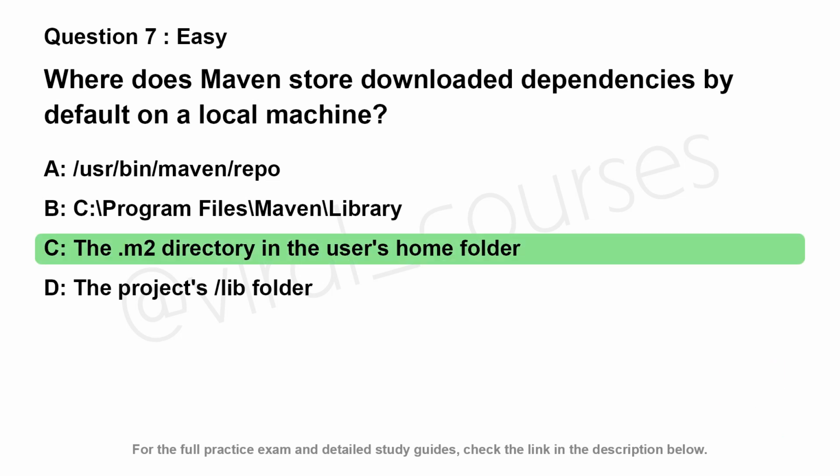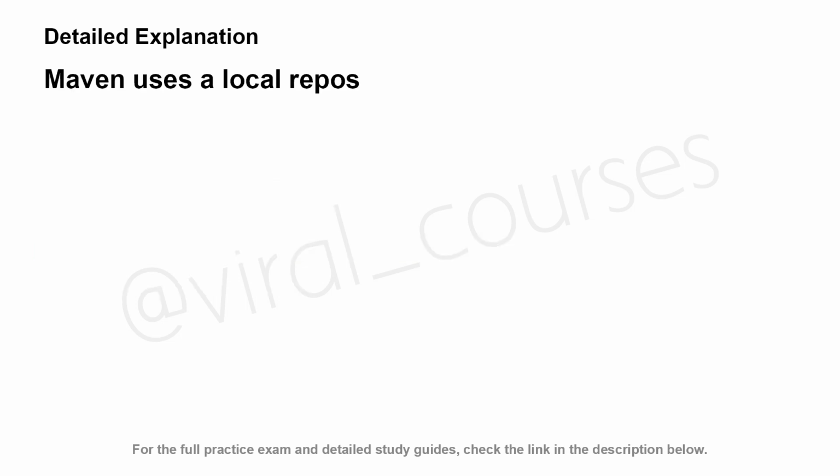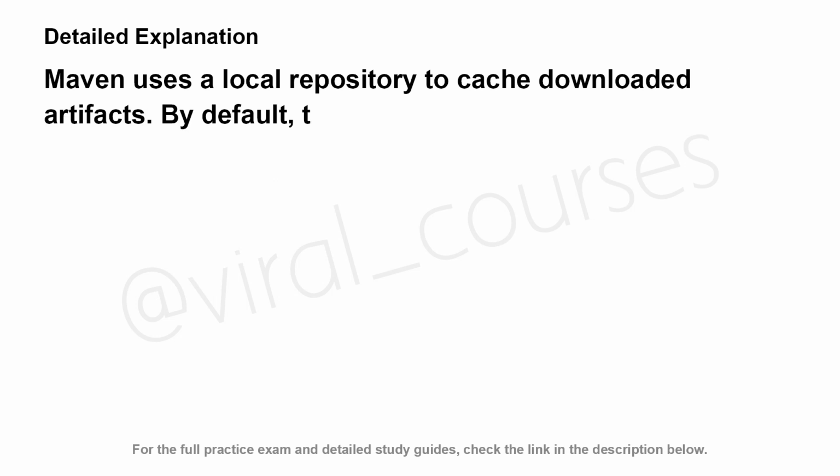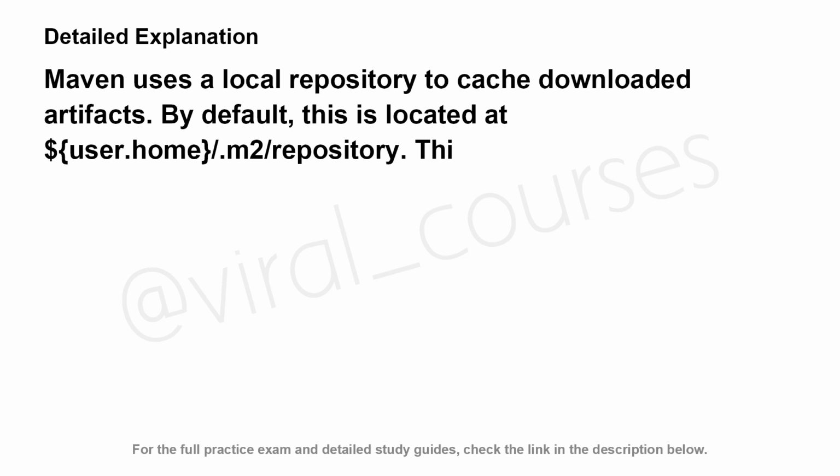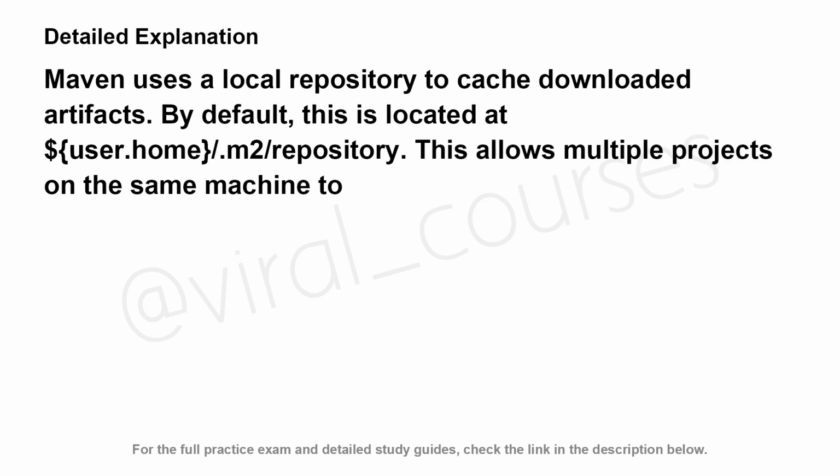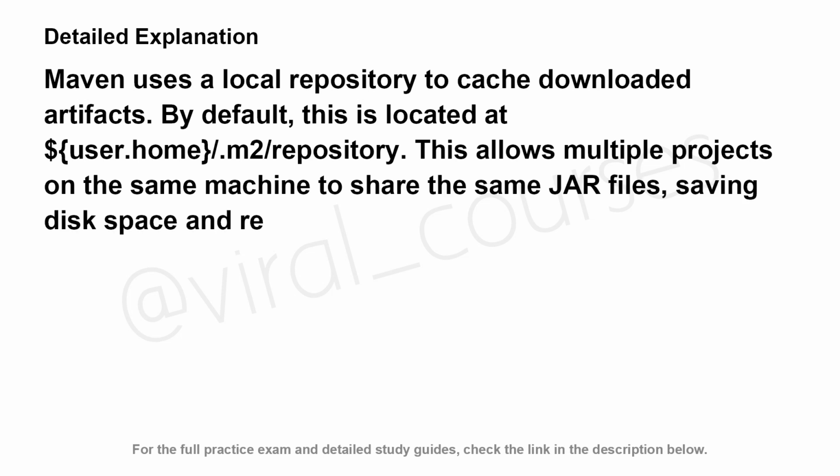The correct answer is C. Maven uses a local repository to cache downloaded artifacts. By default, this is located at $user.home/.m2/repository. This allows multiple projects on the same machine to share the same jar files, saving disk space and reducing download times.